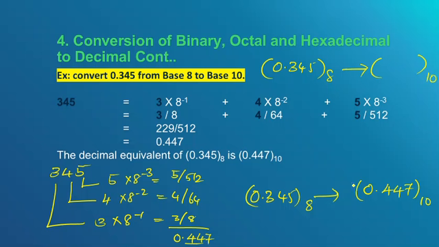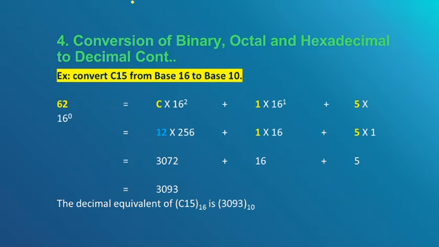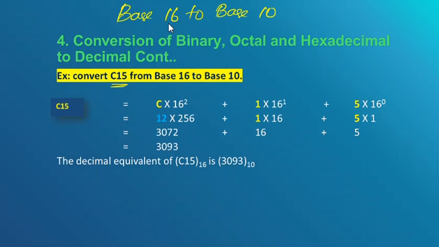So we have seen conversion of binary to decimal, octal to decimal. Now we will be seeing hexadecimal. So this is from base 16 to base 10 conversion, that is from hexadecimal to decimal. Same, we have taken 62 here. Okay, we are going to take C15 over here. So what we'll do here is, we'll convert C15 the same way, using L division.